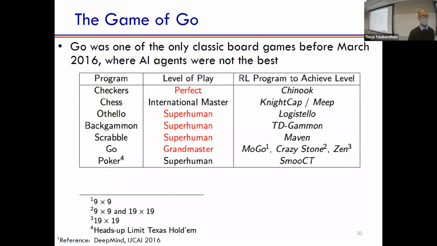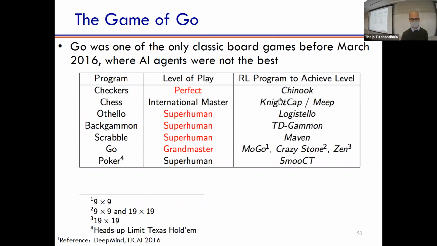So if you step back from Go and focus only on RL-based techniques on other games, if you look at this table, it turns out that it was just the game of Go where we were still lagging behind. It was one of the only classic board games where AI agents were not the best, in the sense that I'm only focusing on RL agents, not other solutions.